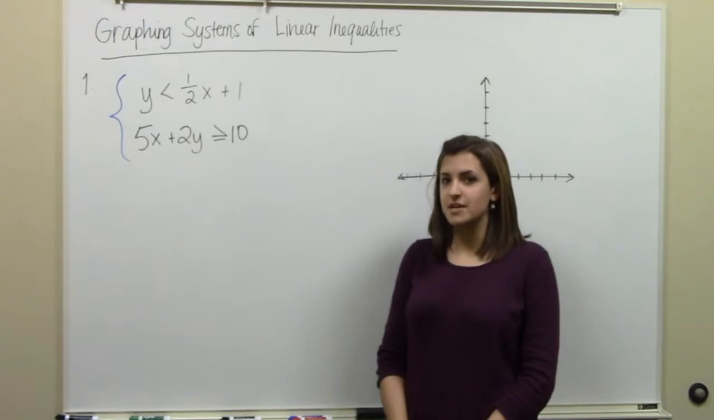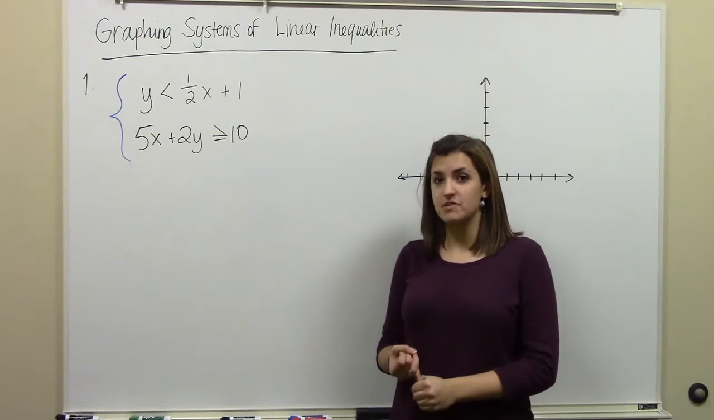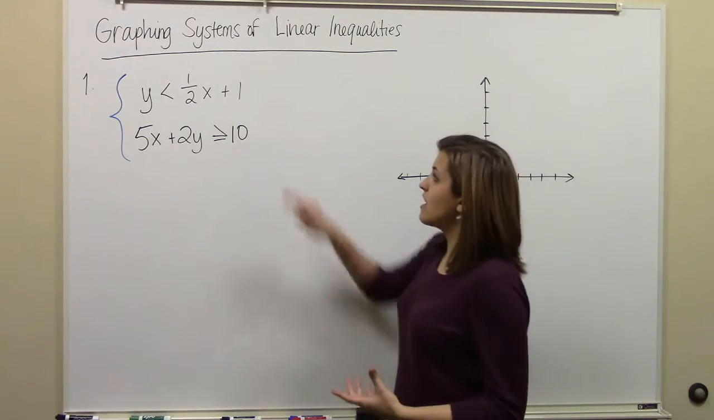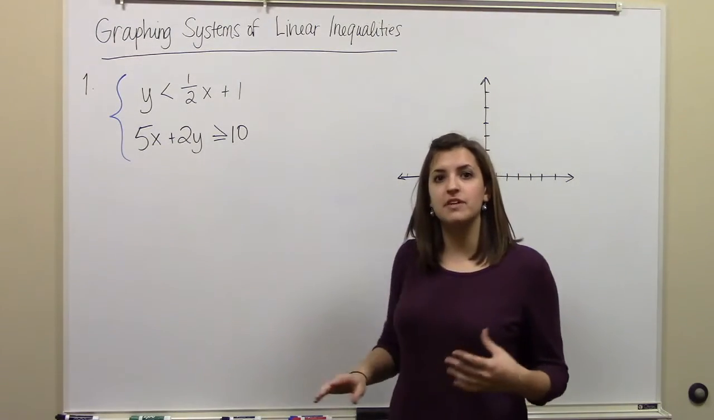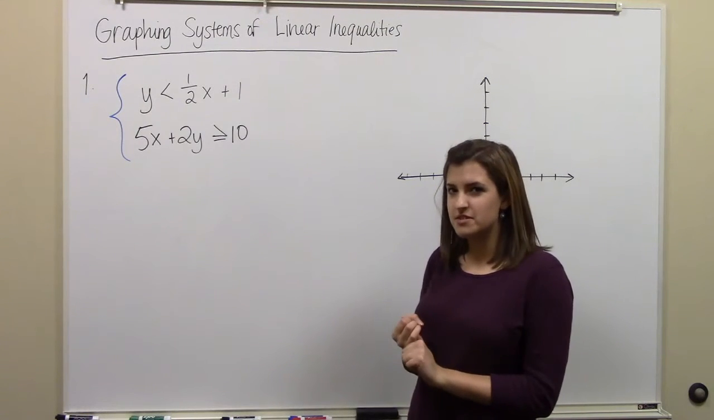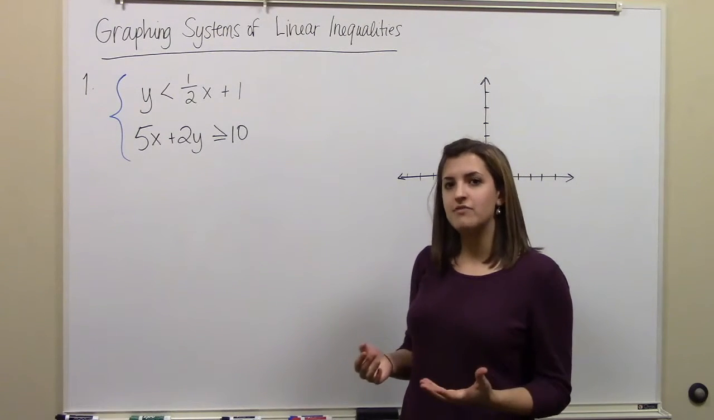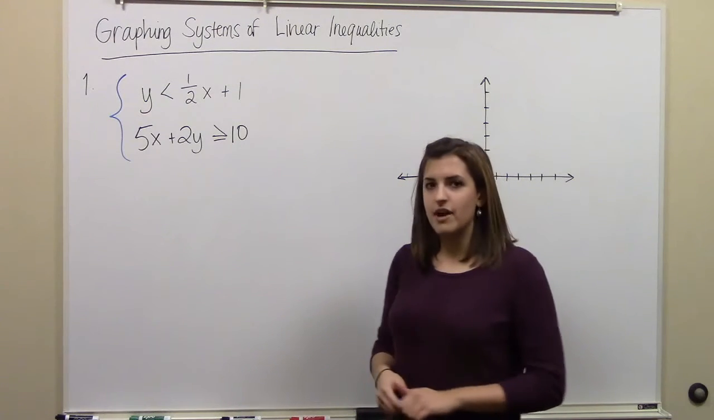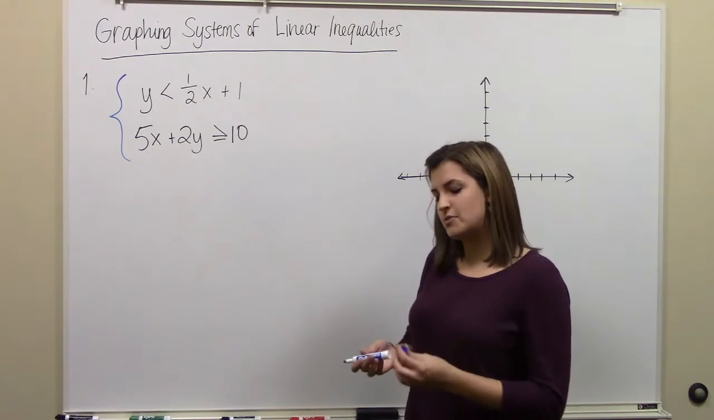All right, so in these examples, we're going to be looking at systems of linear inequalities. So that means, just like systems of equations, we're going to have two inequalities, and we're going to have to find solutions that work for both inequalities. Now, unlike systems of linear equations, we're going to have more than one solution when we're dealing with inequalities. So let's graph these two inequalities and see what happens.